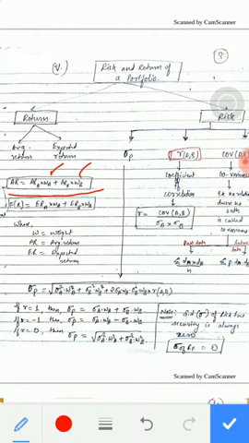This weight can be anything: 75-25, 60-40, 30-70, anything. And if we have to calculate expected return, then it is expected return of A into weight of A plus expected return of B into weight of B. W is weight, AR is average return, ER means expected return.